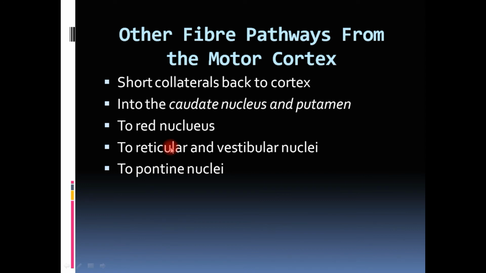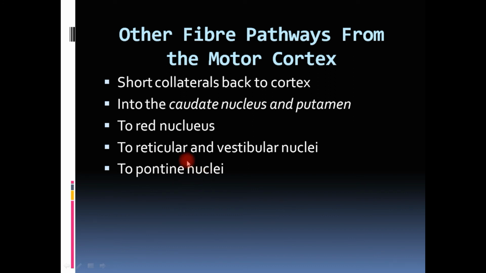Then there is supply to the reticular and vestibular nuclei also. As we have studied before, the other descending tracts from the brain stem are the reticulospinal tract and the vestibulospinal tract, which arise from the reticular and the vestibular nuclei. So the cortex also supplies these nuclei. As you can see, other descending tracts are indirectly supplied by the cortex.